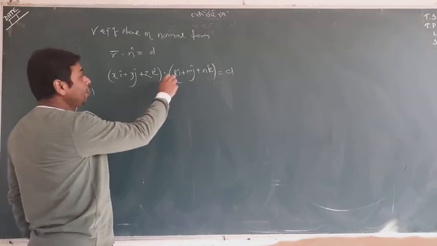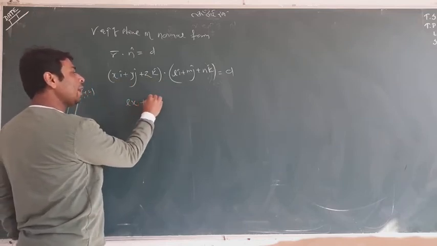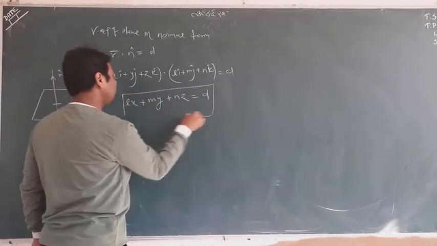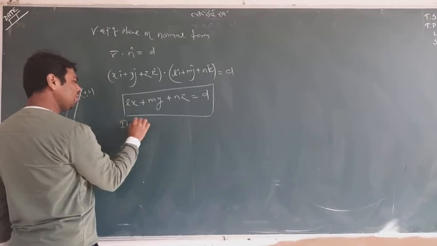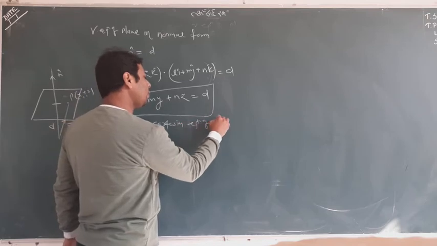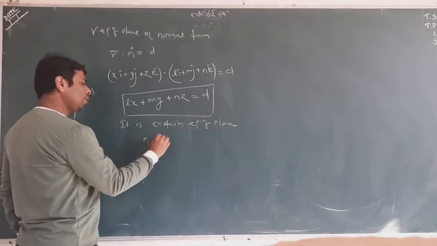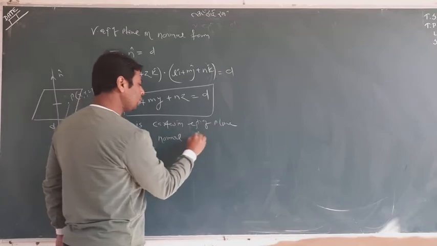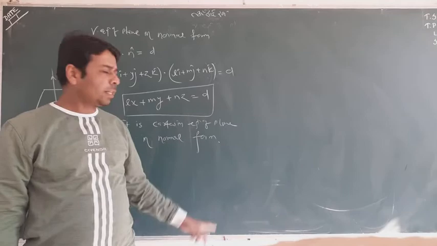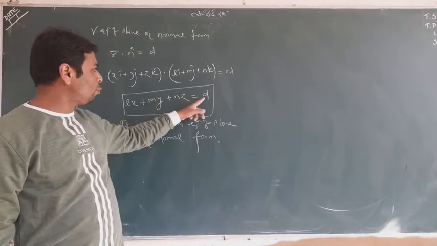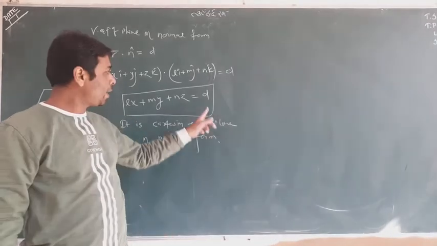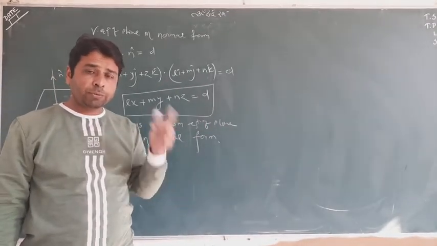I, J, K. You know it's going to be Lx + My + Nz = d. That is what form? It is the Cartesian equation of a plane in normal form. So this is very simple. This time Lx + My + Nz = d, where L, M, N are the direction cosines of the normal of the plane, and d is the perpendicular distance of the plane from the origin point.